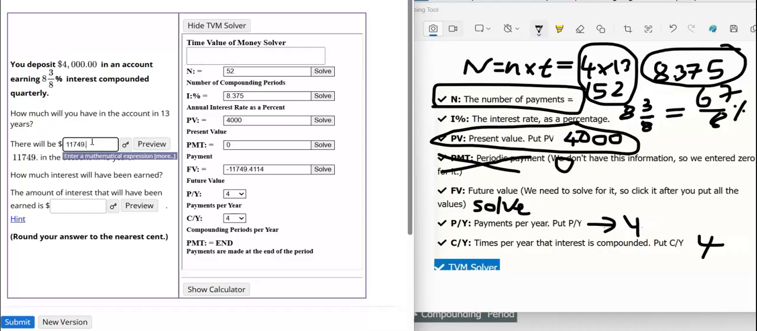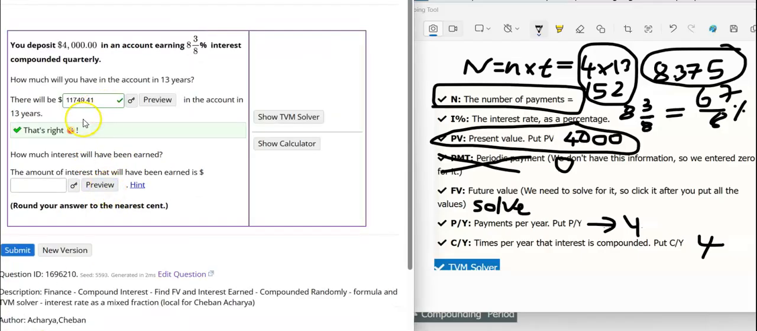$11,749. How many cents? Remember that it's rounded to the nearest cent, so this is going to be 2 decimals. It's going to be 41 cents. Okay, 41 cents. So that's the answer for the future value of this $4,000. So $4,000 invested for 13 years with this much interest becomes $11,749.41. For a moment, you can check your answer if you like. So this is the answer.